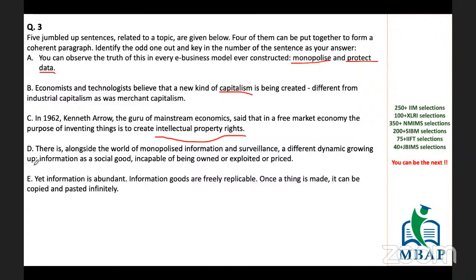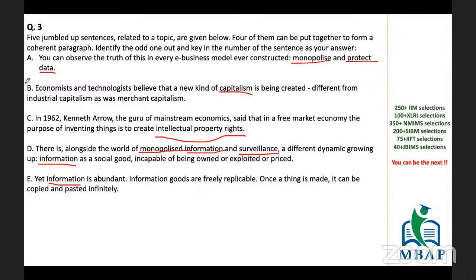As we can see, information as a social good, again monopolized information and surveillance, true. So this is again somehow talking about the same thing. E: Yet information is abundant. Information goods are freely replicable. Once a thing is made, it can be copied and pasted immediately. So in this case again we are talking about information and data, with some additional information related to this.